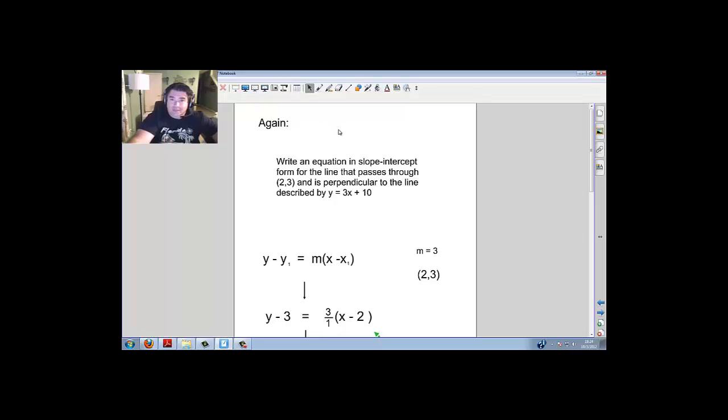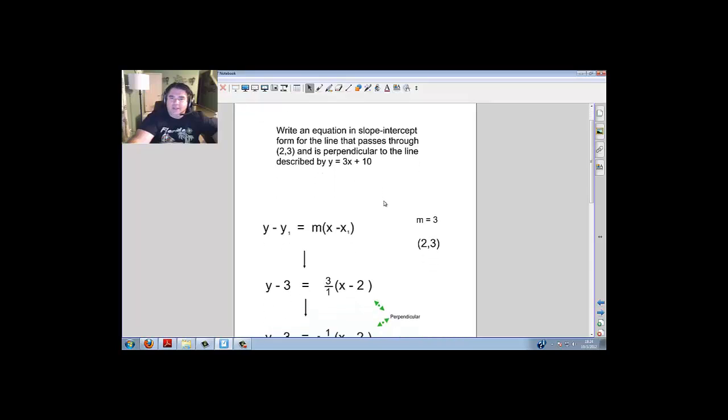Let's do one again together to get a full view. Write an equation in slope-intercept form for the line that passes through (2, 3) and is perpendicular to the line described by y equals 3x plus 10. Take a look here. Here's point-slope form. I have (2, 3). My slope is 3.